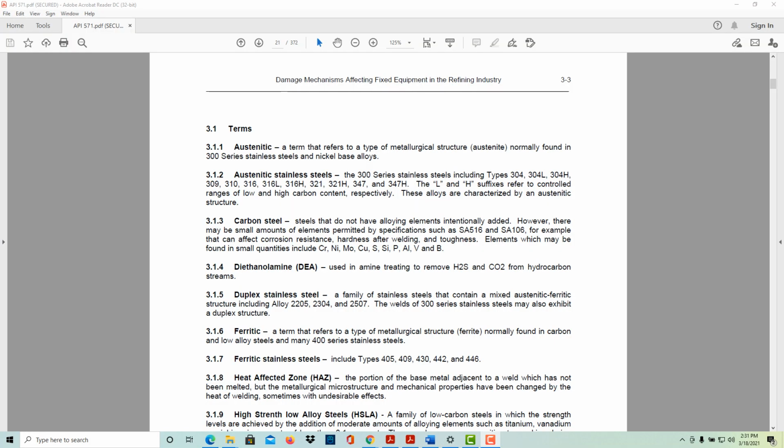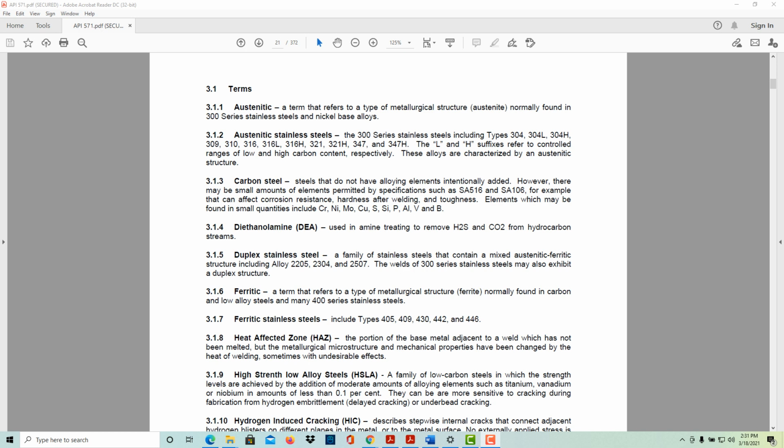API 571 terms. Austenitic, a term that refers to a type of metallurgical structure, austenite, normally found in 300 series stainless steel and nickel-based alloys. Austenitic stainless steel, the 300 series stainless steels including types 304, 304L, 304H, 309, 310, 316, 316L, 316H, 321, 321H, 347, and 347H. The L and H suffixes refer to the controlled ranges of low and high carbon content, respectively. These alloys are characterized by an austenitic structure.